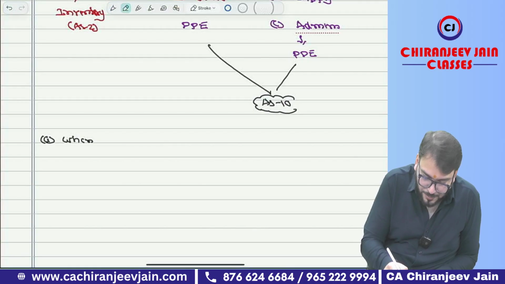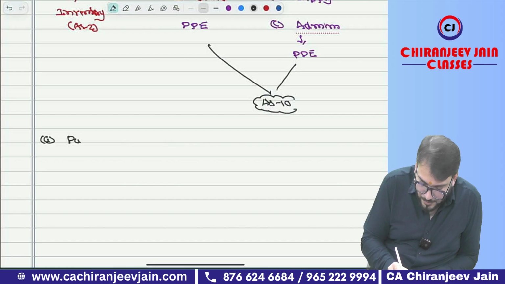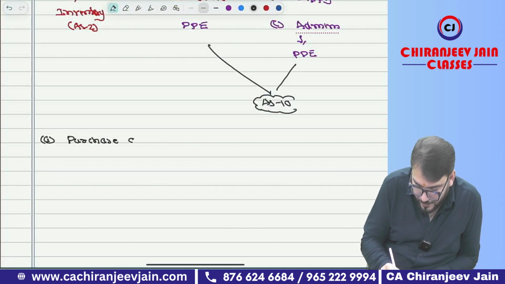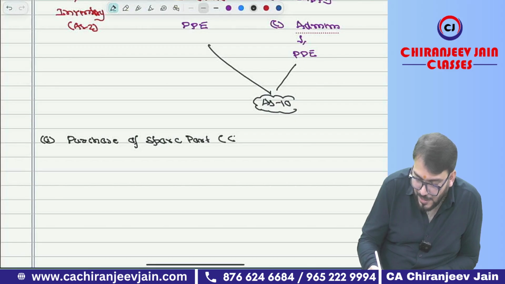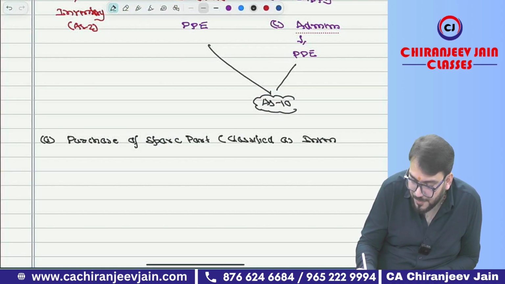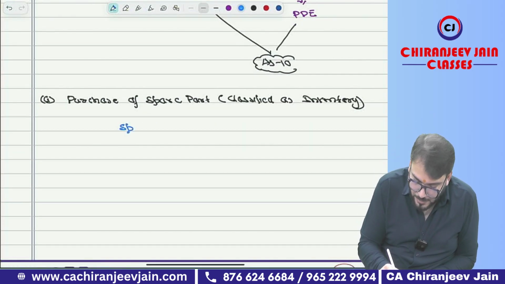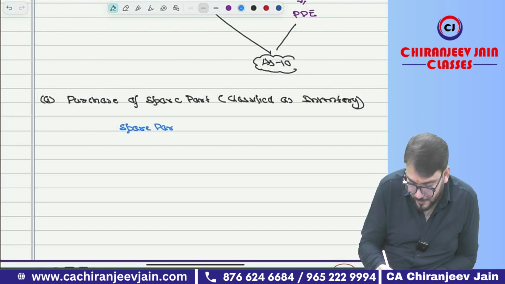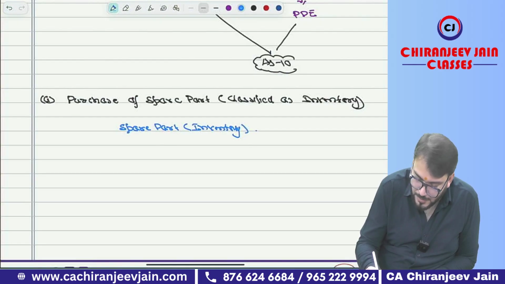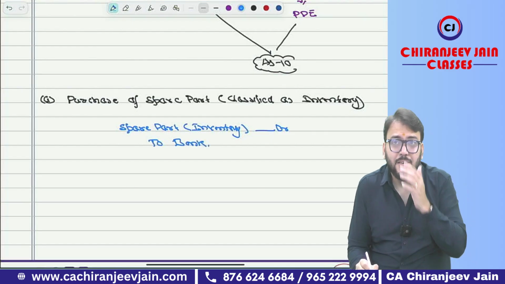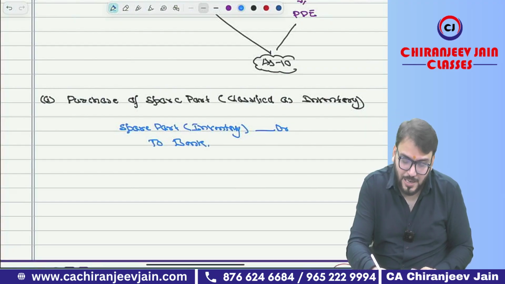When the purchase of spare part, just write down classified as inventory. Why it is classified as inventory? Because it does not meet the definition of PP. So what journal entry will do? Spare part inventory account debit to bank, and it will be included in inventory in balance sheet. It will be shown as inventory in balance sheet.